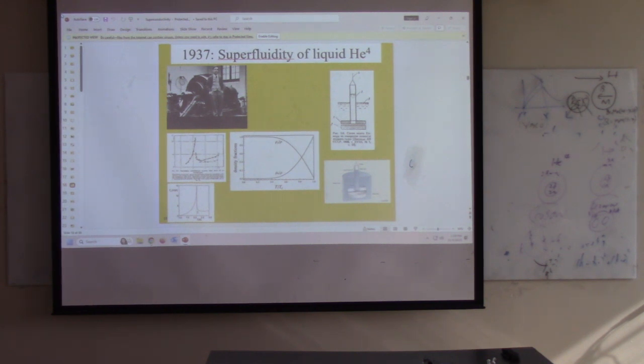Actually, if you have something like this, if you cool this one below TC, you will find a fountain of this helium, because it just goes along this one, making a fountain like that. That's because there's no viscosity for that helium. It can just flow through that one. So this happens around 2.17 Kelvin. Also, since it has no viscosity, it is very difficult to contain that one.